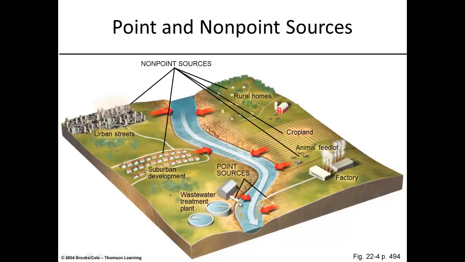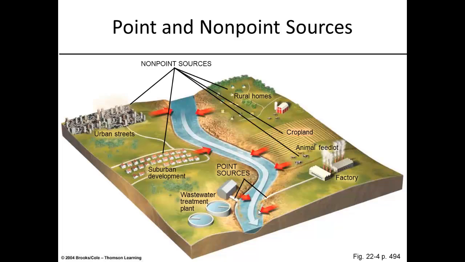You can actually see that this factory here is another example of a point source. You can see these pipes are dumping waste or chemicals right into the river. That would be a point source. You can actually point at that pipe and say, hey, this is the pollution. That's easier to control in the developed world. This is typically heavily controlled.